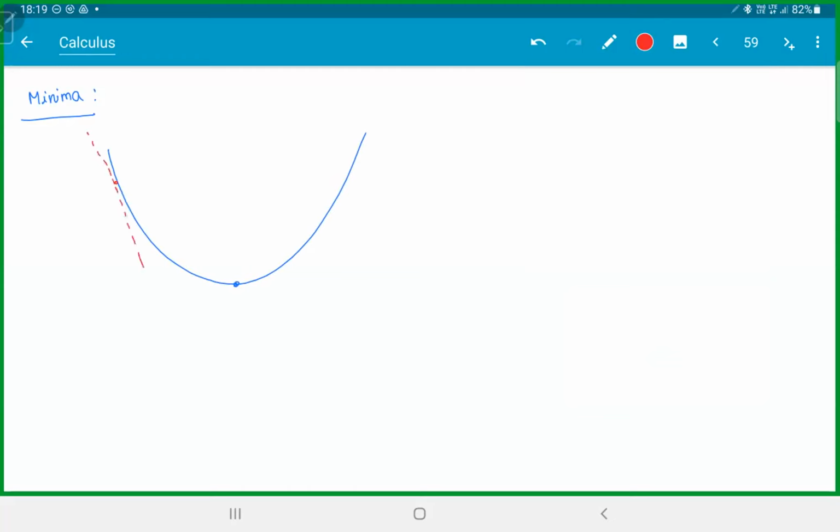So here, if you see, the slope is negative, big negative, less negative, 0, then the slope becomes positive and the slope is more positive. The line is becoming more steep.